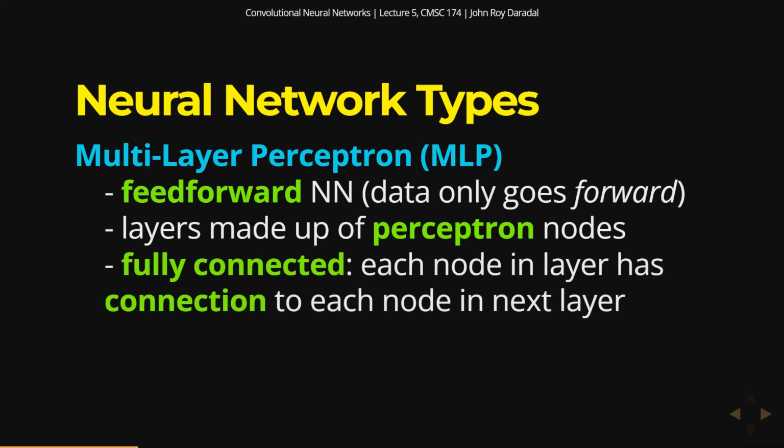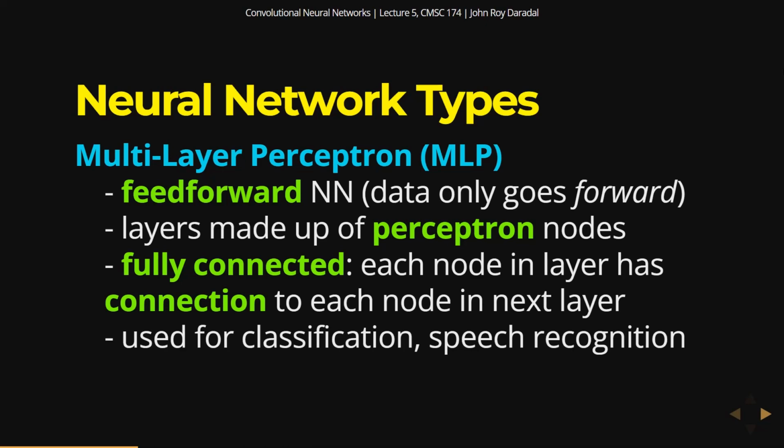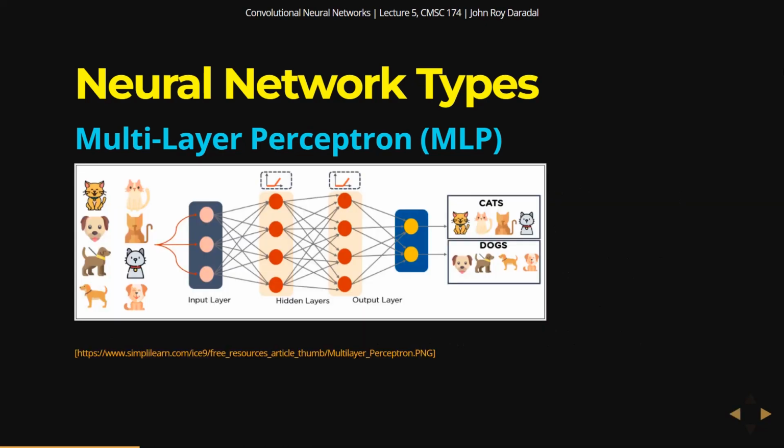And the thing about MLPs is that they are fully connected. This means that each node in one layer has a connection to each node in the next layer. So full connections. All nodes in layer 1 are connected to all nodes in layer 2. These are usually used for classification and speech recognition tasks. So this is an example of a multi-layer perceptron, or an MLP.